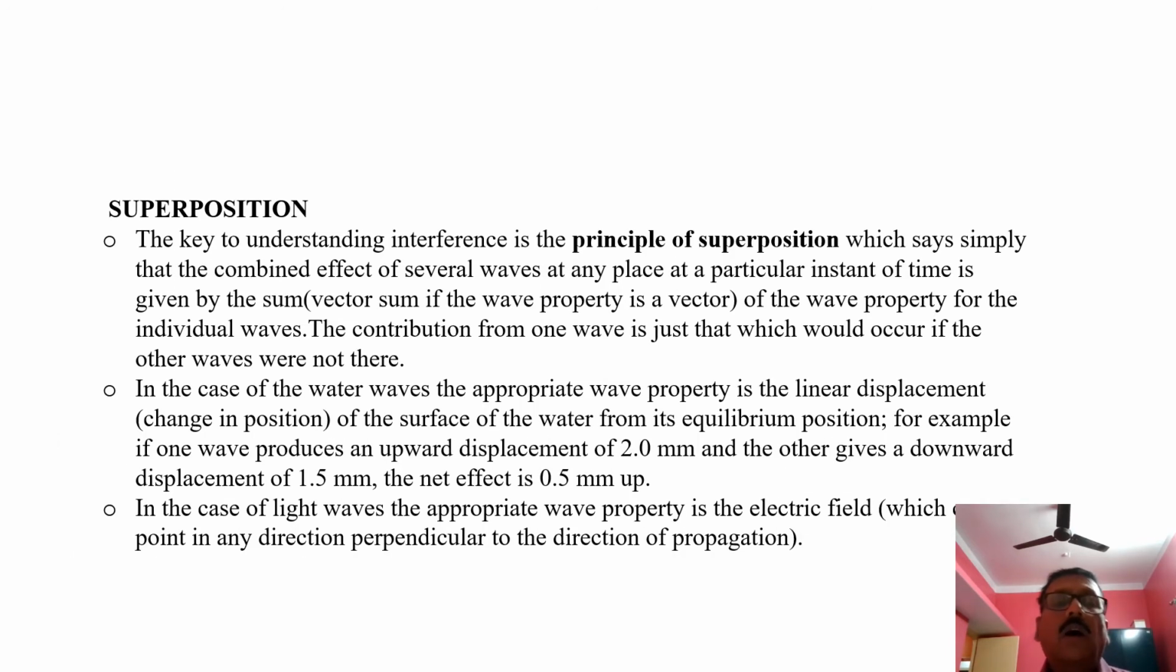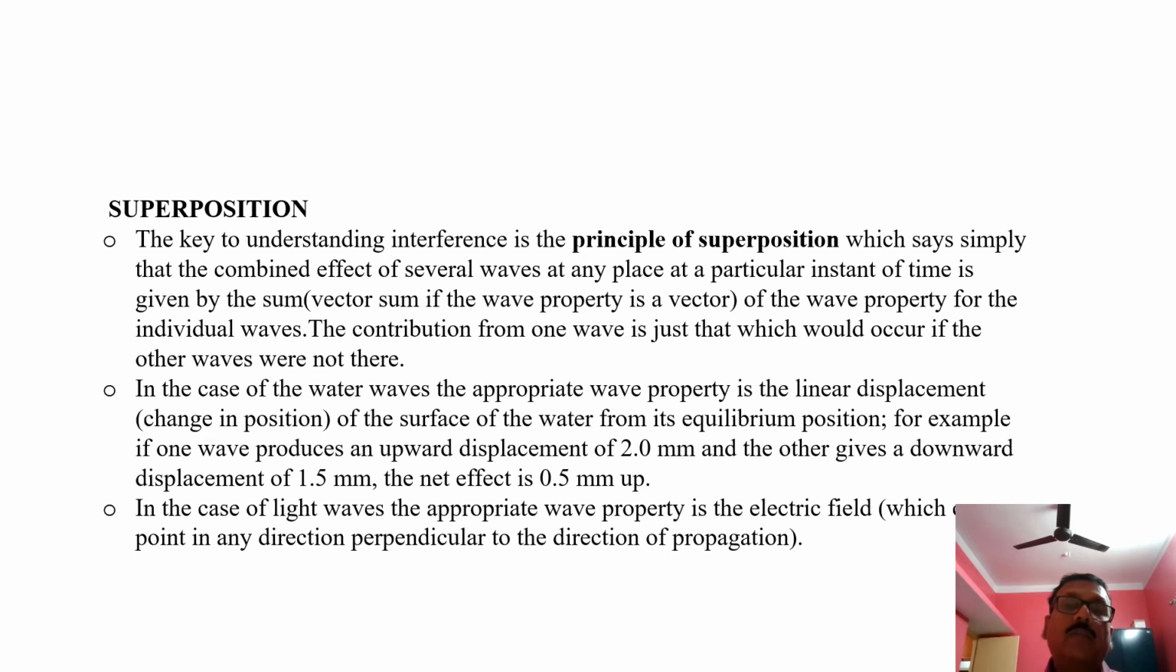Now we can say the interference is the principle of superposition, which says simply that the combined effect of several waves at any place at a particular instant of time is given by the sum, generally the vector sum, of the wave property of the individual waves. The contribution from one wave is just that which would occur if the other waves were not there.